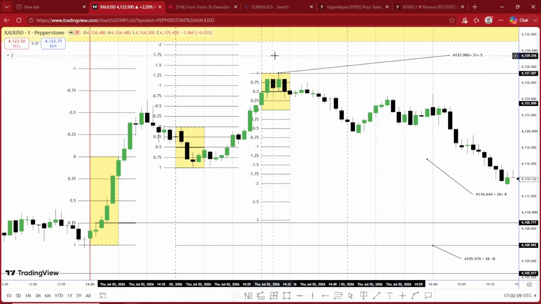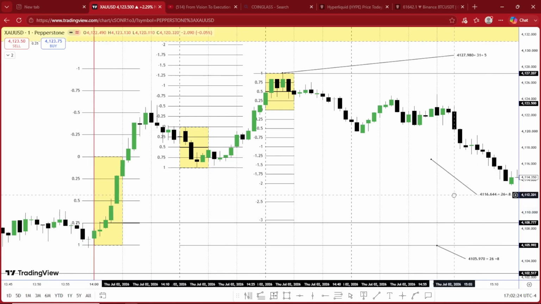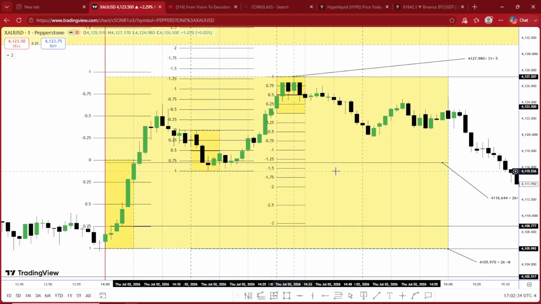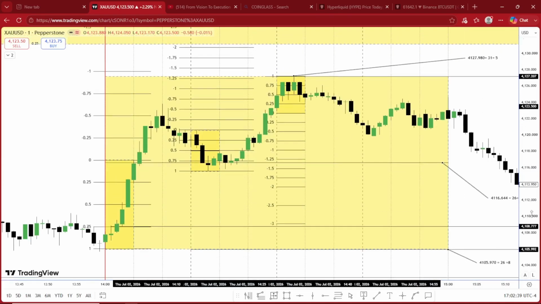Okay, so I'm using today's price action on gold, that is from 1400, that's 2 p.m. down to the full hour of 1500, that is an hourly candle. Okay, so full hourly candle is what we're looking at. So let me return the box so it gives us the measurement accordingly.